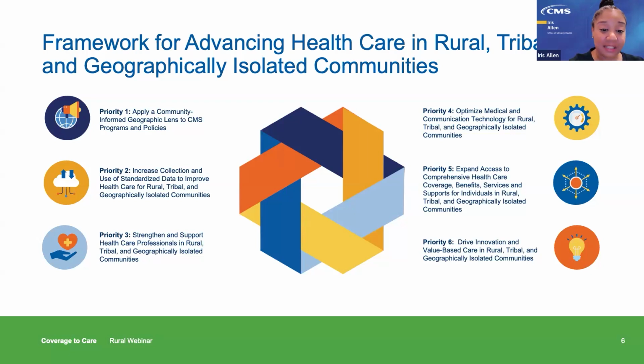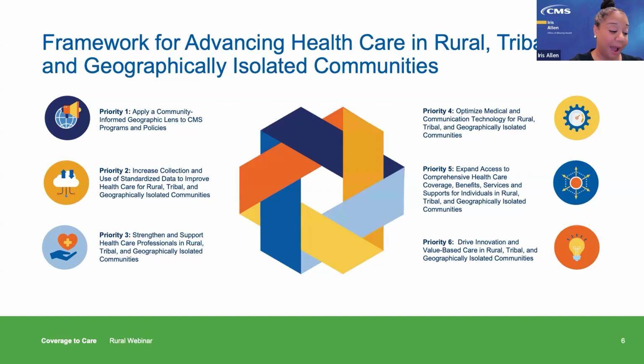Listed on this slide are the 6 priorities of the CMS geographic framework. The first priority area is applying a community-informed geographic lens to CMS programs and policies. The second area is increasing collection and use of standardized data to improve healthcare for rural, tribal, and geographically isolated communities. The third area is strengthening and supporting healthcare professionals in rural, tribal, and geographically isolated communities.